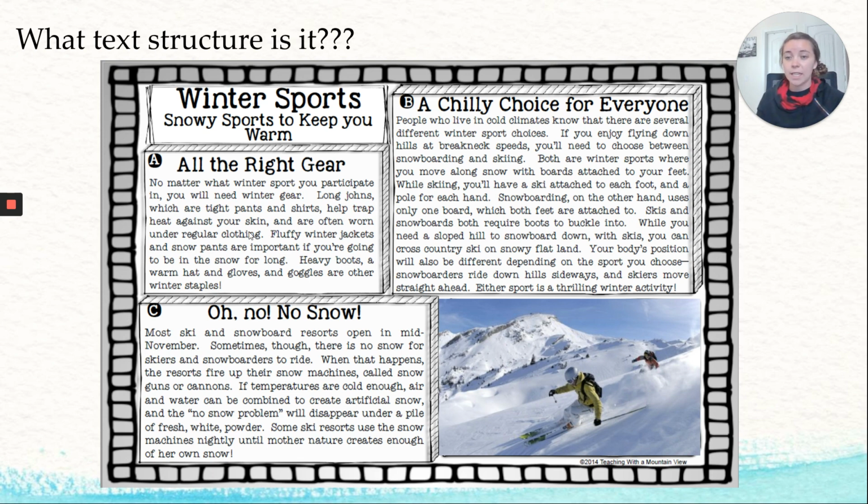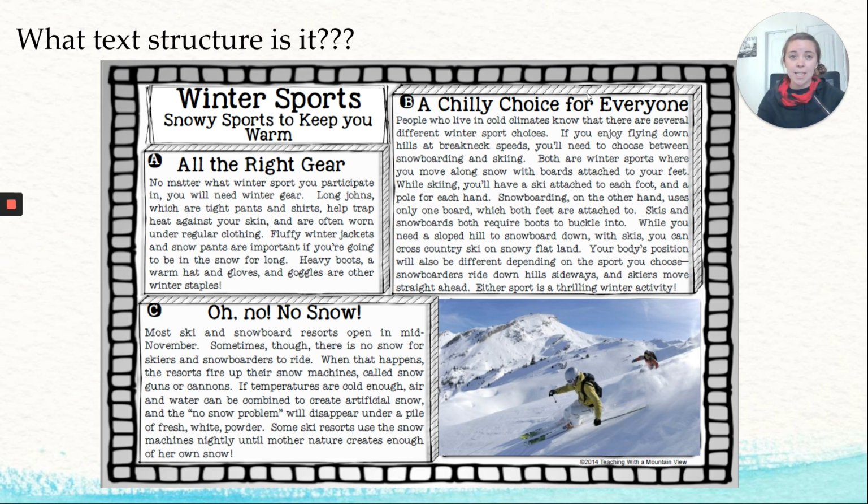And our evidence is it's describing winter gear, okay? Describing winter gear. And an example of that would be right here. Long johns, which are tight pants and shirts, help trap heat against your skin and are often worn under regular clothing. There's one example. Okay, and then fluffy winter jackets can also be another example of describing your gear that you're going to want to wear during those sports. All right, so description, paragraph A.